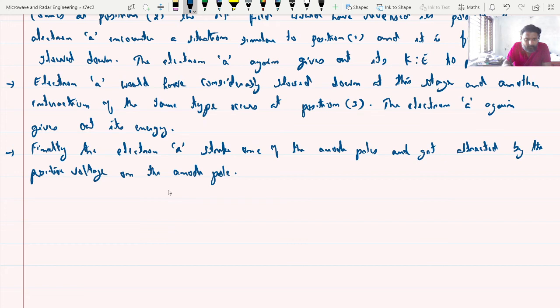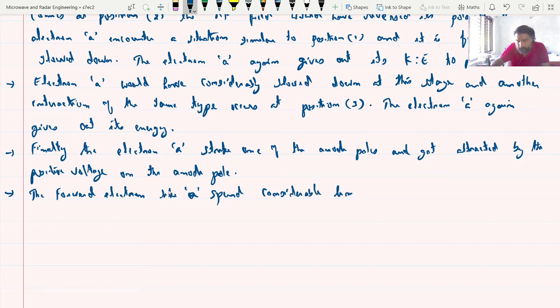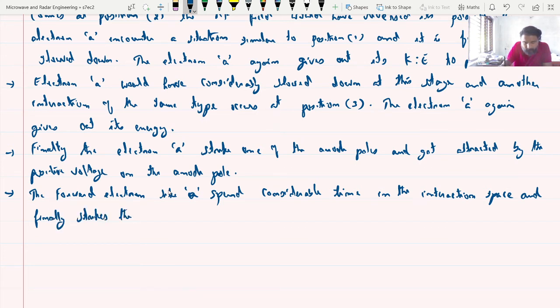Okay, last point. In this way, the favored electron A spends a considerable amount of time in the interaction space, that is, the interaction chamber, and finally strikes the anode surface. Clear? So this is the operation.